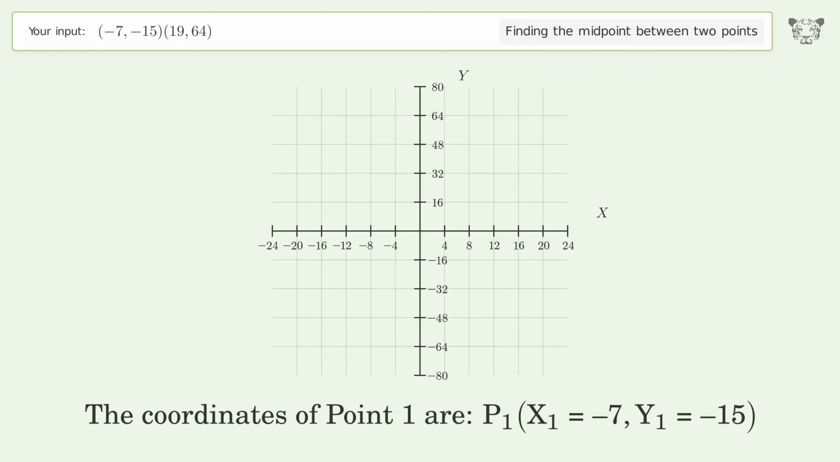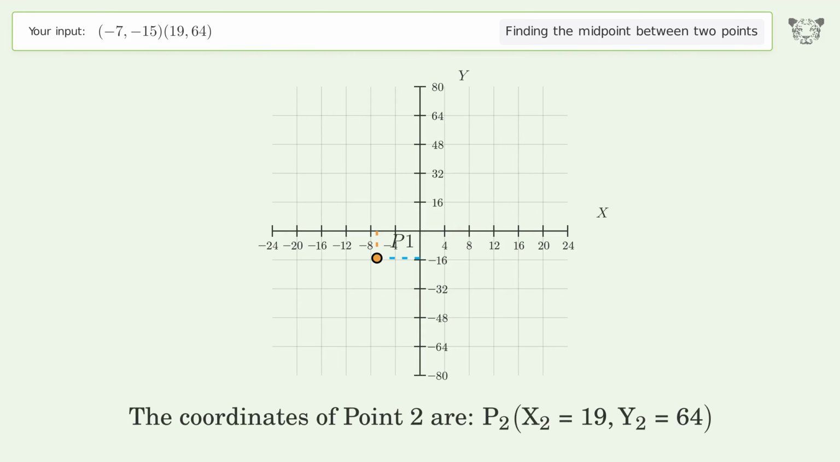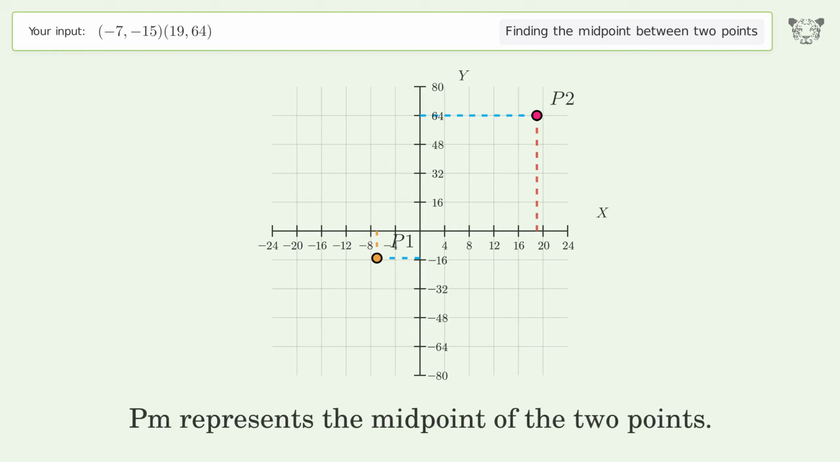The coordinates of point 1 are, x1 equals -7, y1 equals -15. The coordinates of point 2 are, x2 equals 19, y2 equals 64. PM represents the midpoint of the 2 points.